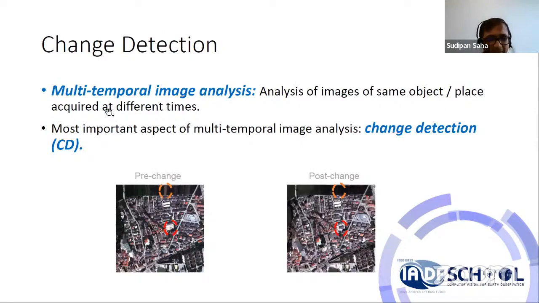One of the practical applications that we can think of is in remote sensing change detection. Let me give you a couple of minutes of introduction to change detection, if some of you are not aware of it. Change detection is a kind of multi-temporal image analysis, that is, analysis of images of the same object or place acquired at different times. Change detection basically has two images, a pre-change image and a post-change image, and we have different kinds of changes here, two different kinds of changes marked with the two different boxes, as we can see.